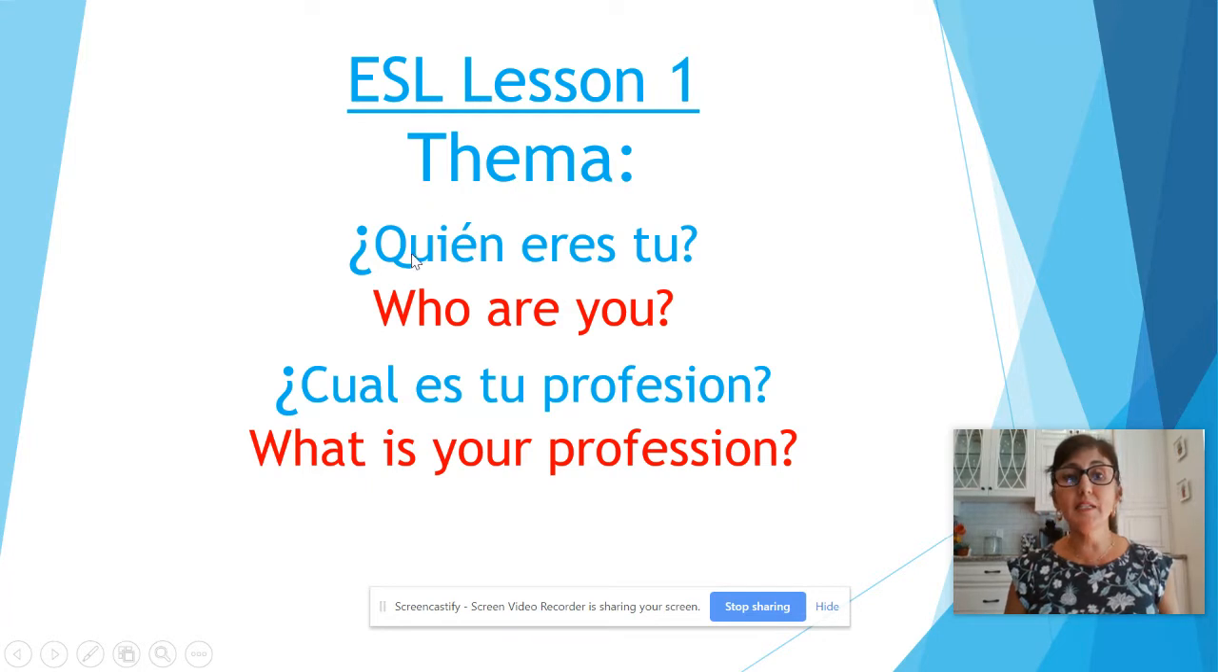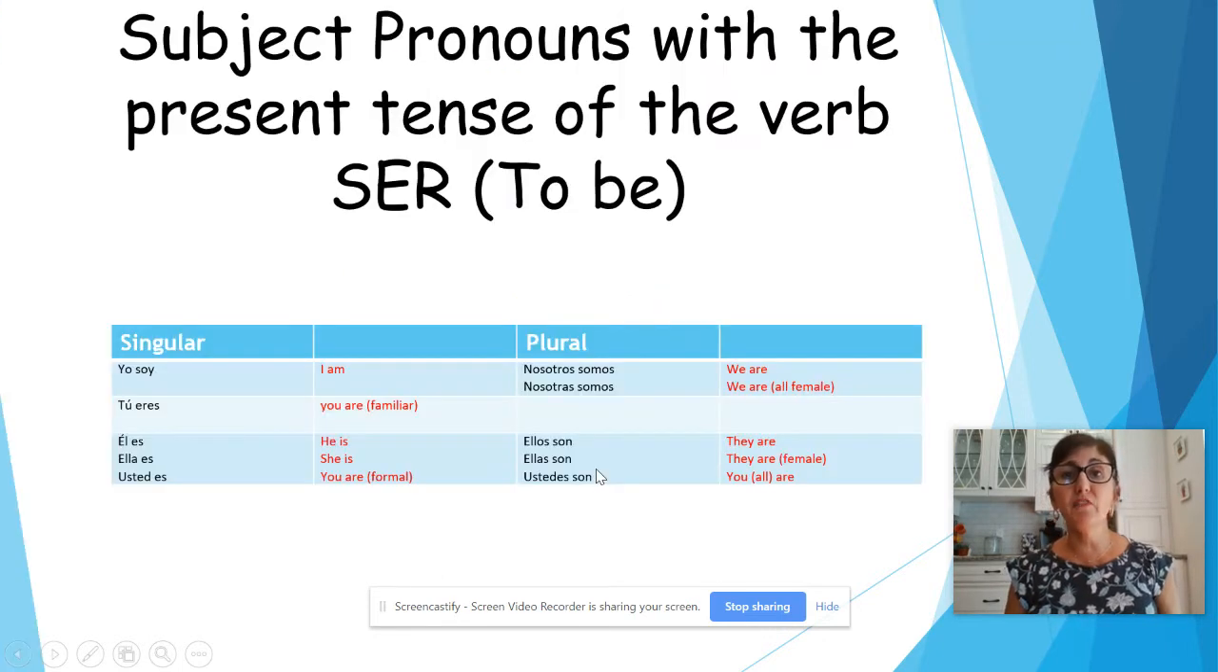This week's theme is ¿Quién eres tú? Who are you? And the other part is ¿Cuál es tu profesión? What is your profession? So let's get started at looking about the basic verb to be or ser and what that looks like in the singular and the plural format.